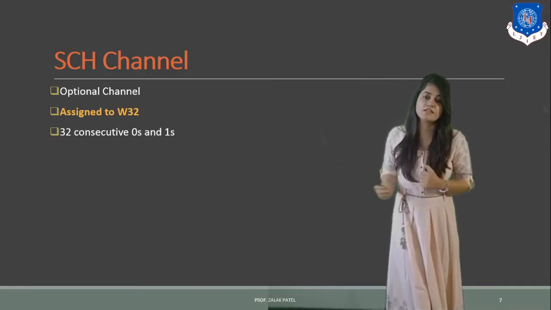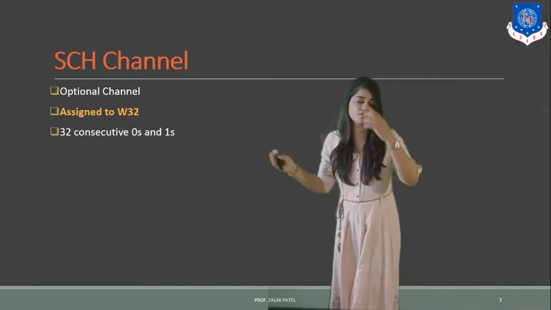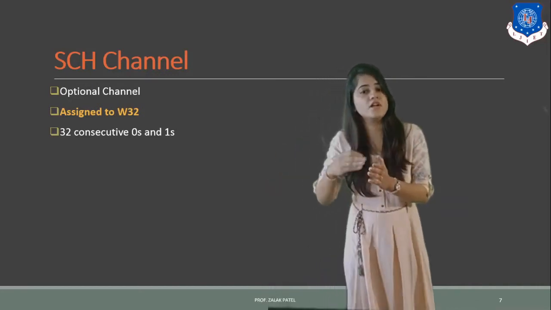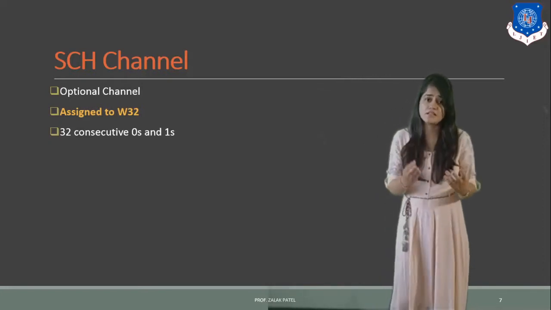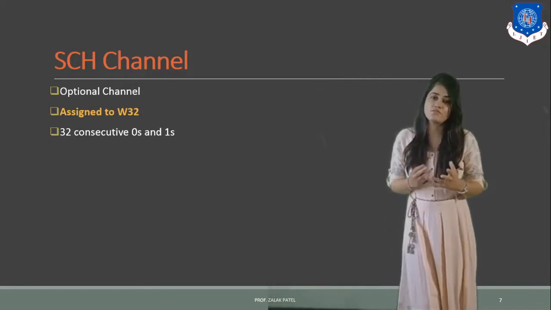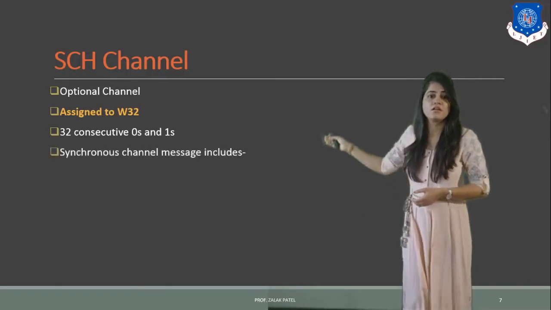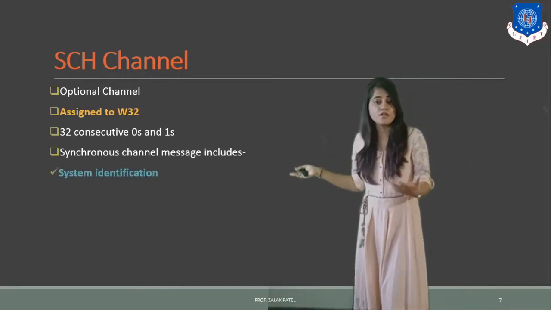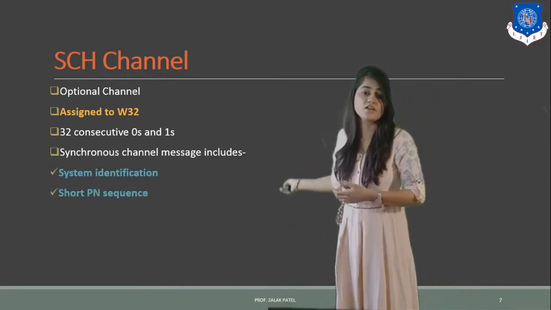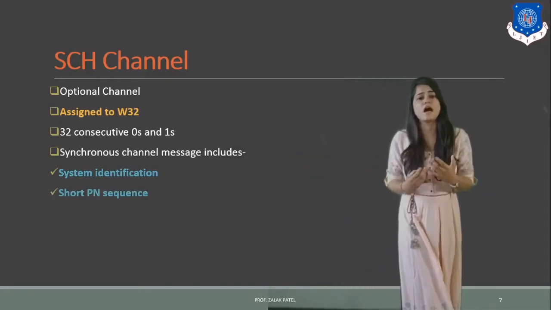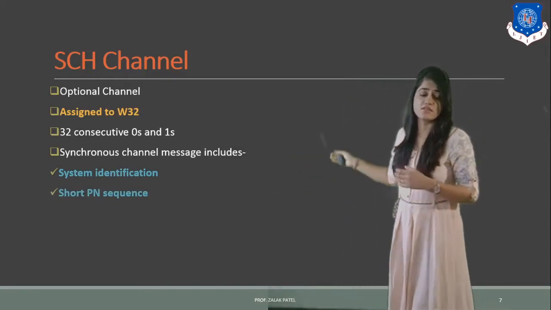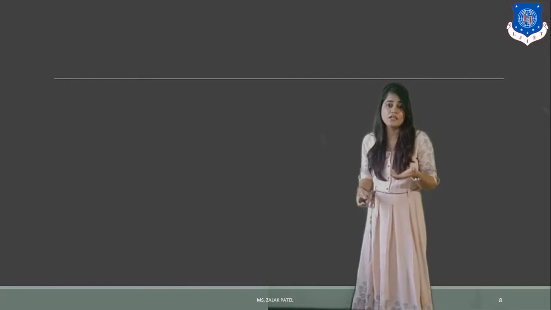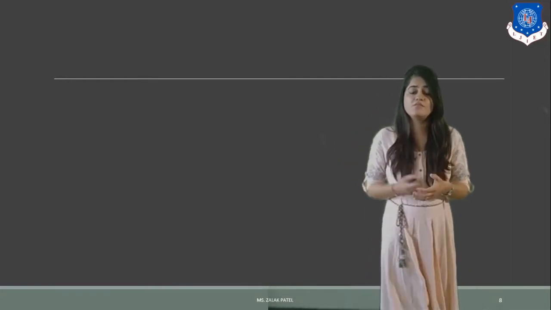How can one identify that this is a synchronization channel? We can identify it by alternating zeros and ones, meaning if there is a 0 then 1, then 1 and 0. So we can easily identify that this is a synchronization channel for code division multiple access architecture. Which type of messages does it include? It includes system identification messages as well as short PN codes. The codes are classified into different sequences: the short PN ones, then the long PN ones, and the narrow bandwidth and large bandwidth multiplication signals.